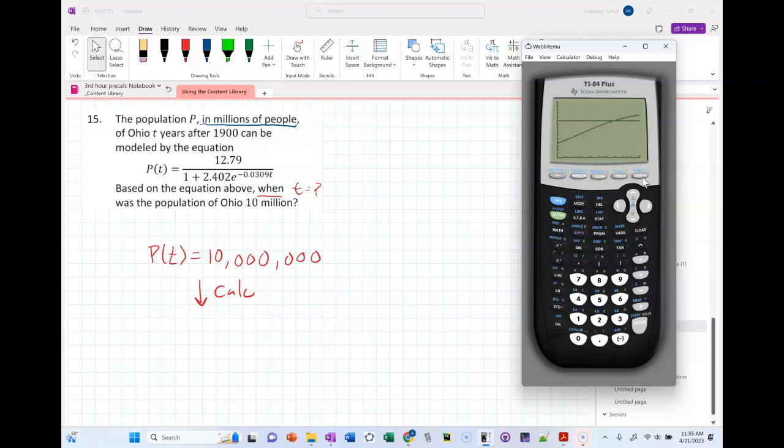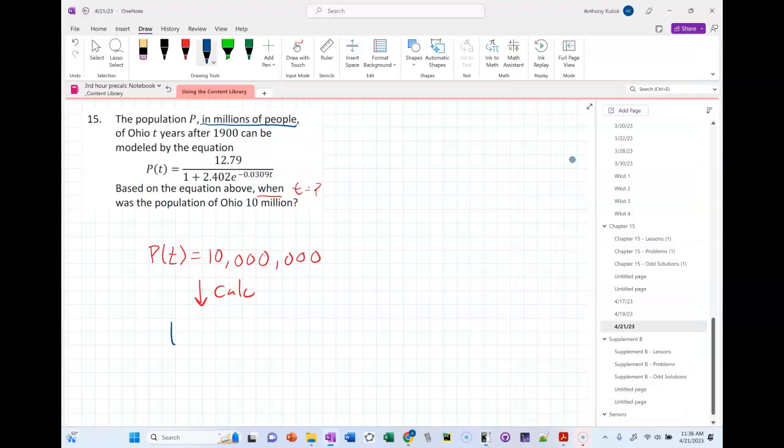There's a nice intersection, easy to see, so second trace. Choose the intersect command. Enter, enter, enter. And I got 69.67. So I would say that this occurred during the year 1969.